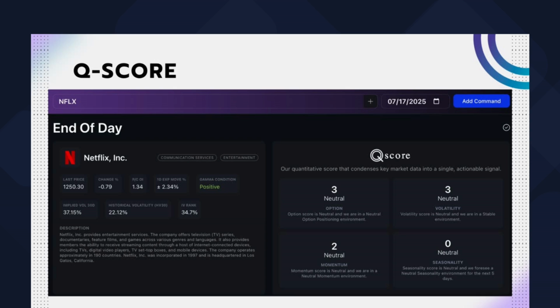We see, again, that we are in a positive gamma environment, but the option market is actually in a neutral position, right? We're still in a bullish regime, but the option score is not 4 or 5, it's 3. So the option market is maybe concerned about the fact that Netflix is at an all-time high, concerned about the future growth, and they are reacting in the same way. Momentum is neutral, so we don't see a bullish momentum on Netflix currently. We don't have seasonality, and the volatility is neutral as well, right? So this is what the models are telling us.